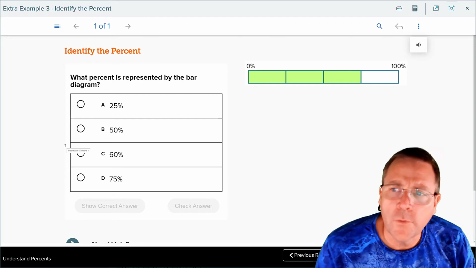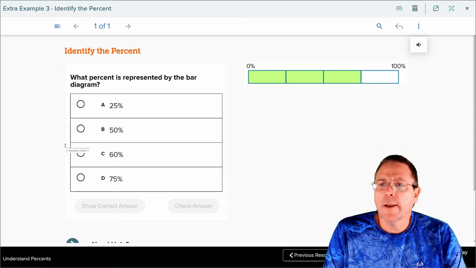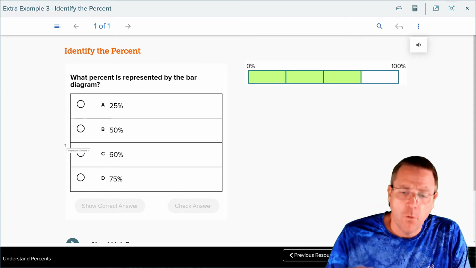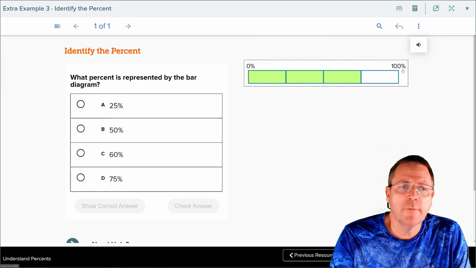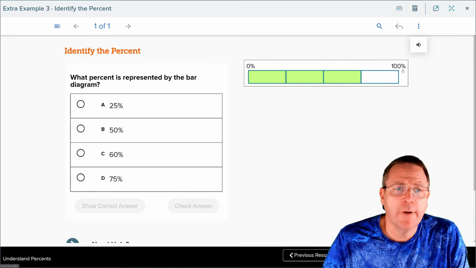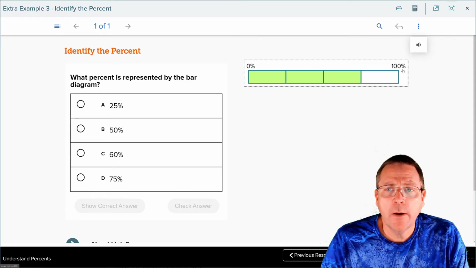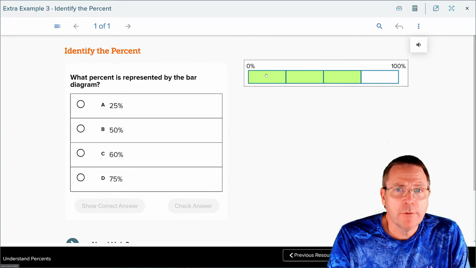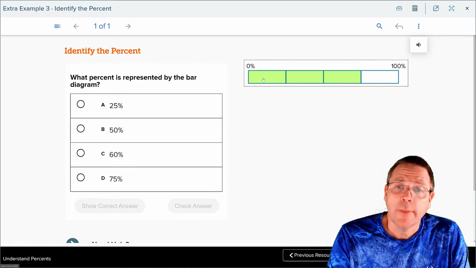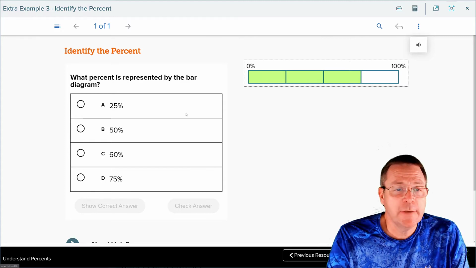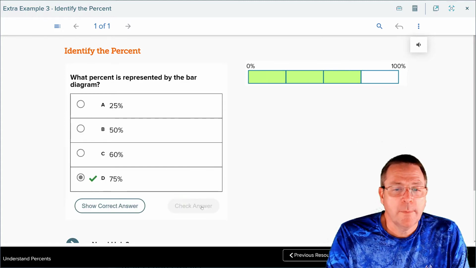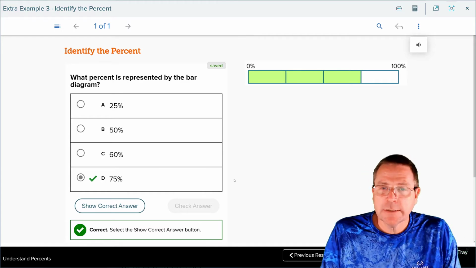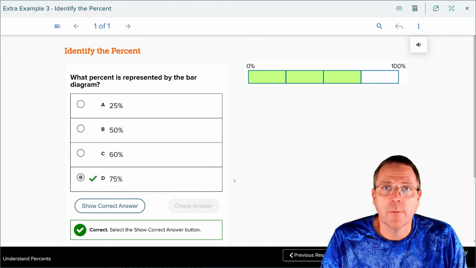So how did it go for you? Well, if you take a look, the bar diagram represents 100 total percent, but it's divided into 4 equal sections. So 100 divided by 4 is 25. So we want to know what percent is represented by the bar diagram. That's 25, 50, 75. Correct answer is going to be D, and our answer checks. Excellent. And you know what comes next? It's time for an apply problem.